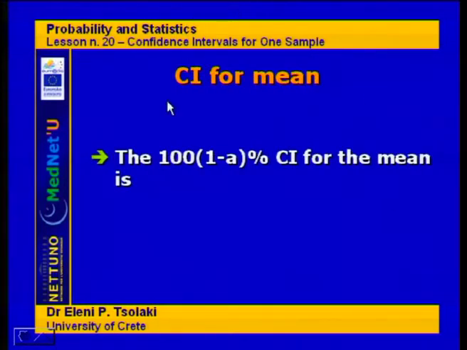We start again by giving the confidence interval for the mean, which we saw in our last lesson. So, to remember, the 100 times (1 minus α)% confidence interval for the mean is, as we have seen, given here. Now, here we have assumed that the standard deviation is known.